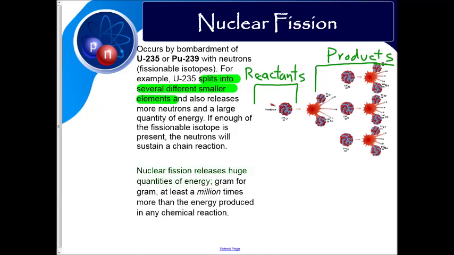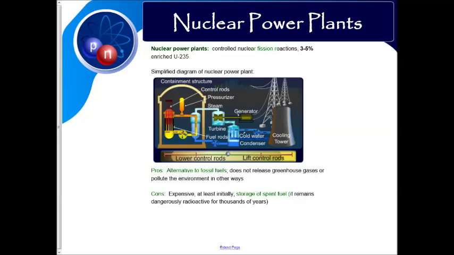Now, nuclear fission releases huge quantities of energy. Gram for gram, this is at least 1,000,000 times more than energy produced from a normal chemical reaction. Now, because of all this energy being released, we have developed nuclear power plants. We can control the fission reactions with uranium-235.